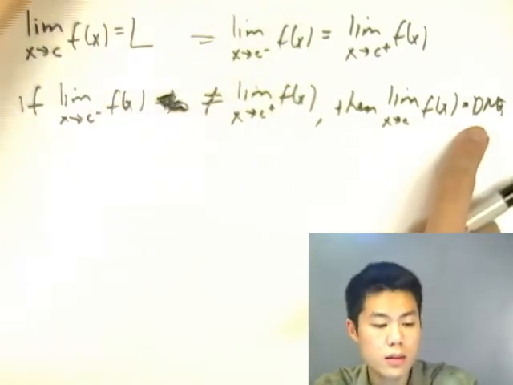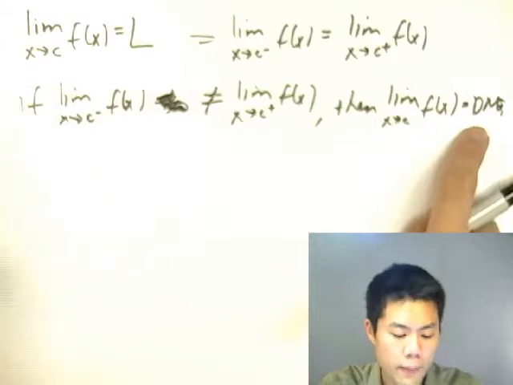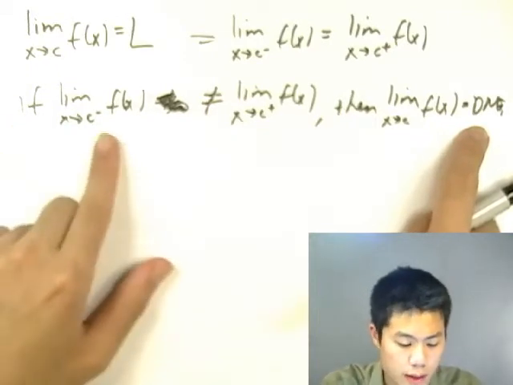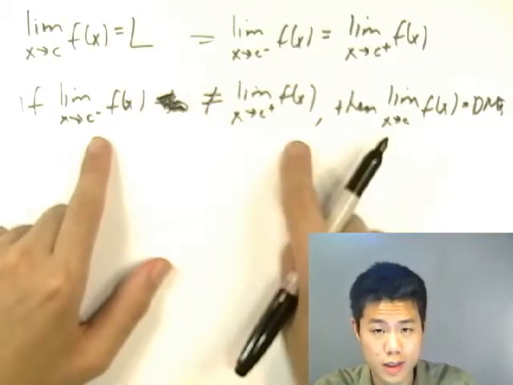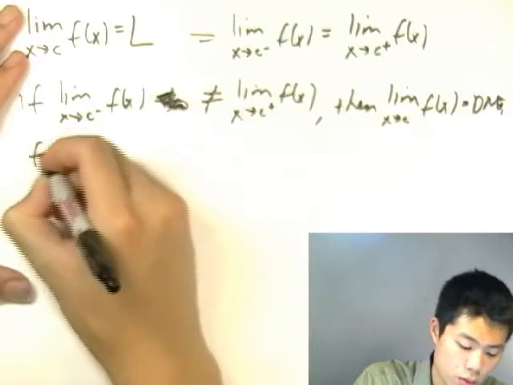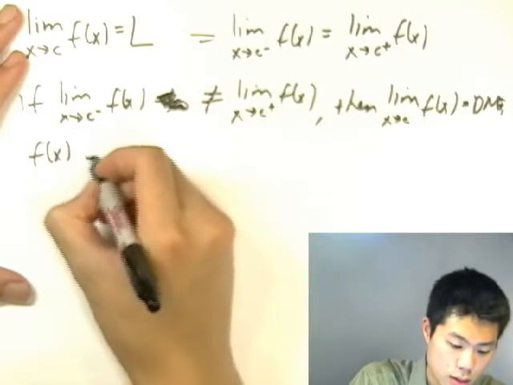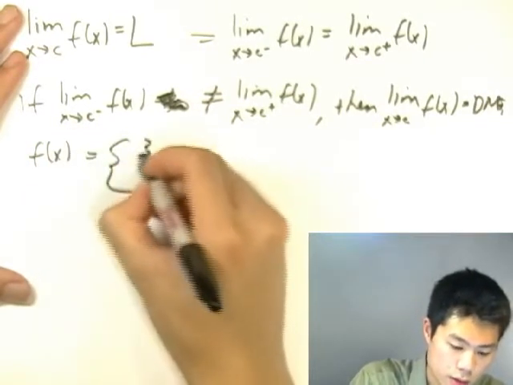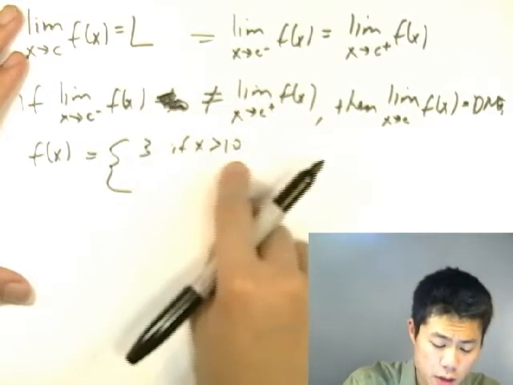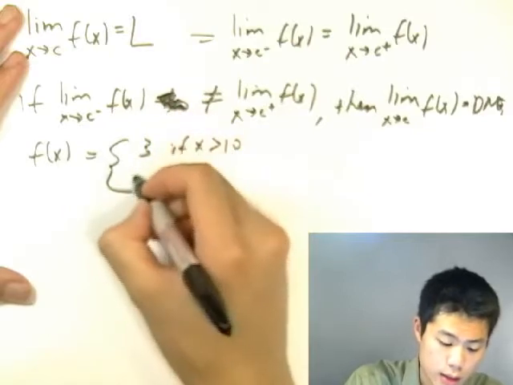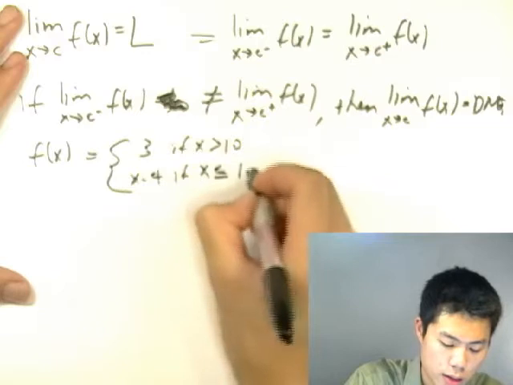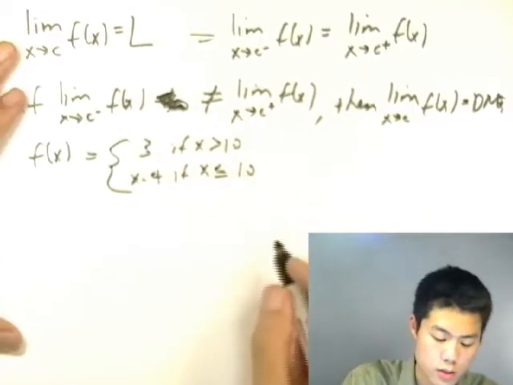So let's do an example. It's very important to not assume that the left-hand limit has to equal the right-hand limit. Always check it. So let's do that for this example. We have a split function here which states that if x is greater than 10, f of x is equal to 3, and if x is smaller than or equal to 10, f of x is equal to x minus 4.